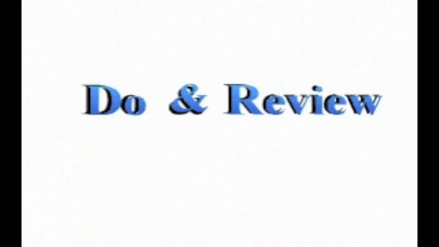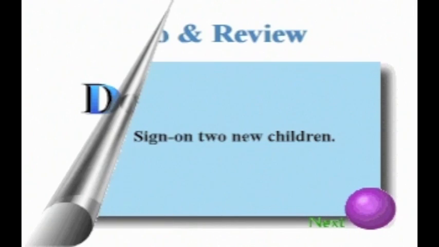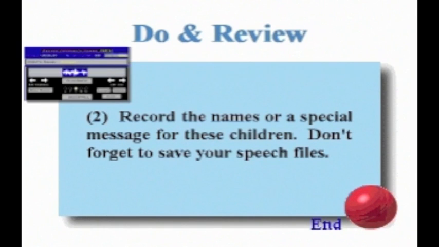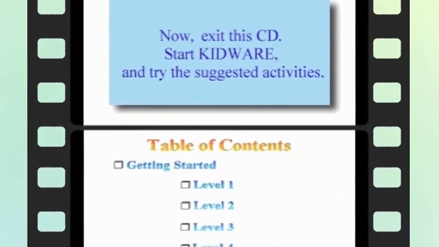Do and review. The following are some do and review activities for you to try. Sign on 2 new children. Record the names or a special message for these children. Don't forget to save your speech files. Now exit this CD, start KIDWARE, and try the suggested activities.